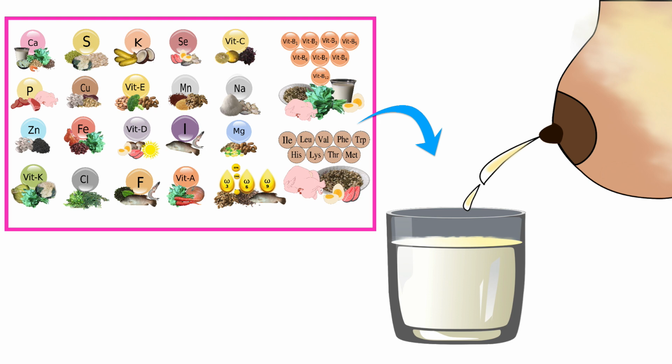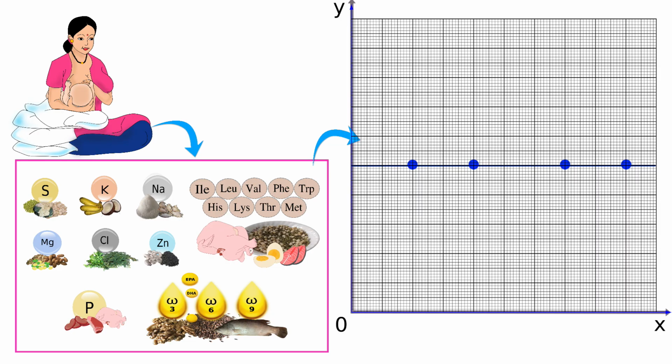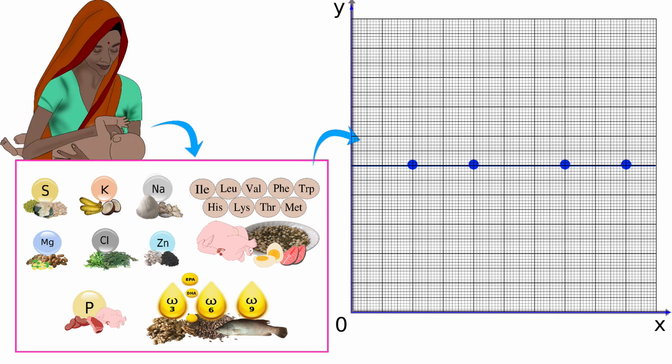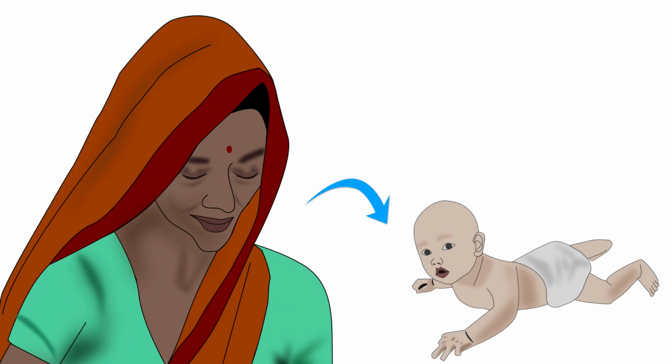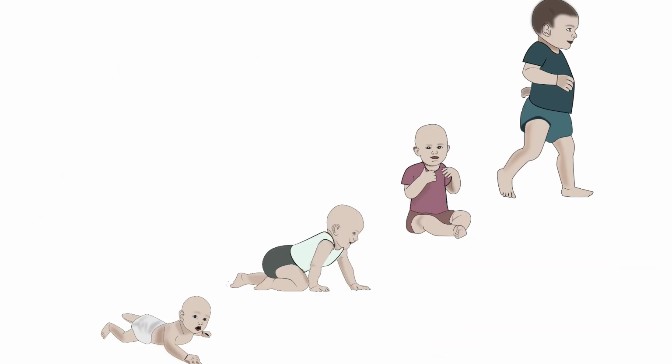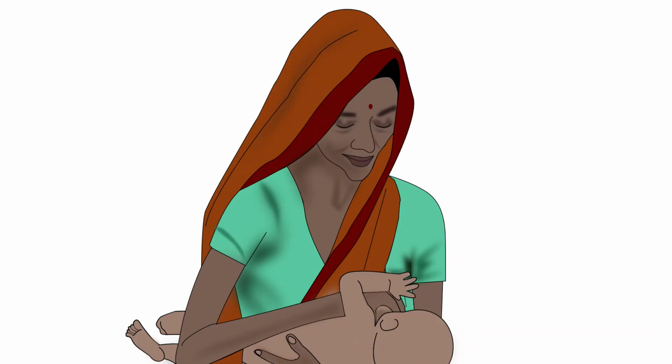Next, let's discuss the availability of type 1 and 2 nutrients from breast milk. Breast milk contains stable stores of type 2 nutrients. They do not change even if the mother is undernourished. The baby of an undernourished mother can grow well with adequate breastfeeding.